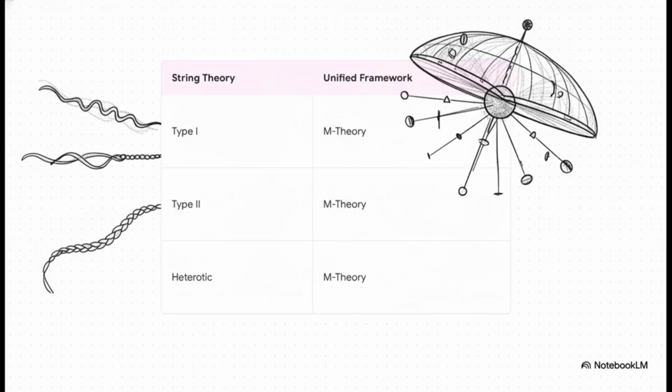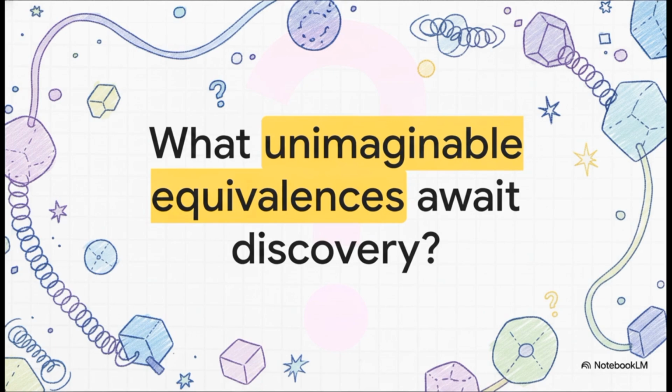M-theory acts as this ultimate umbrella, beautifully uniting all these disparate superstring variations into one cohesive, masterful map of the universe. We've scaled all the way from a simple one-dimensional string up to a grand unifying theory of reality. But the beauty of physics is that the map is never really finished. If M-theory can so beautifully unify these hidden realities, literally showing us that a string's momentum in one dimension is a winding number in another, what other unimaginable equivalences are just waiting to be discovered? Keep that question in the back of your mind as you continue to explore the architecture of our universe.